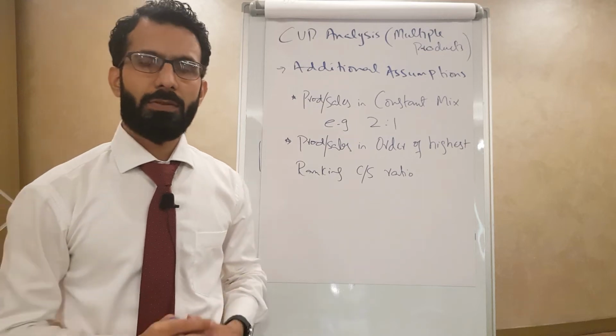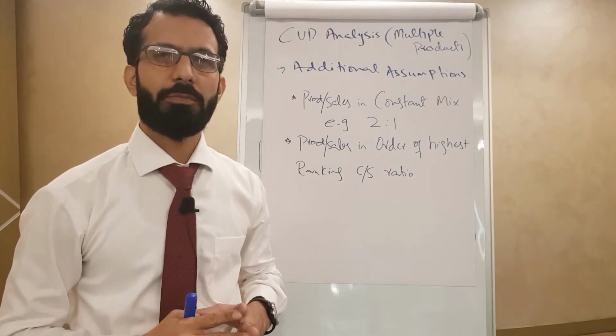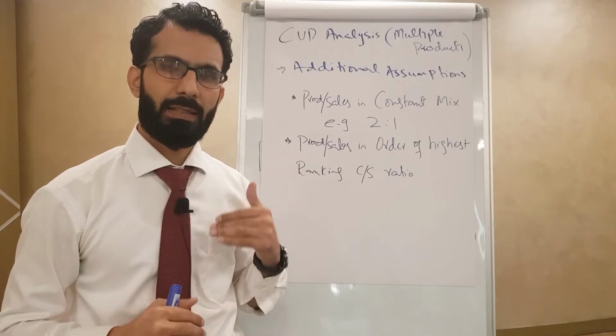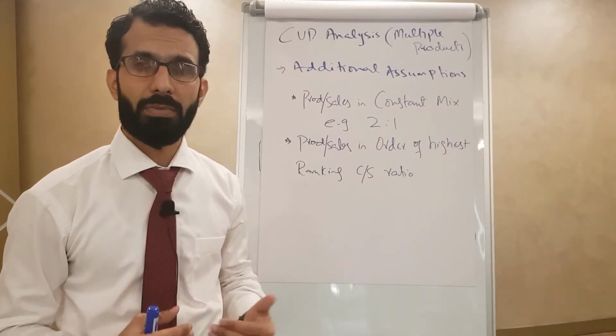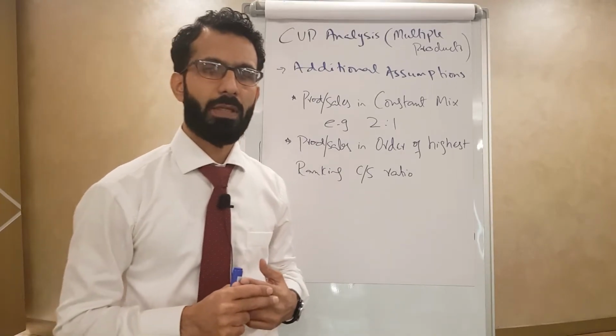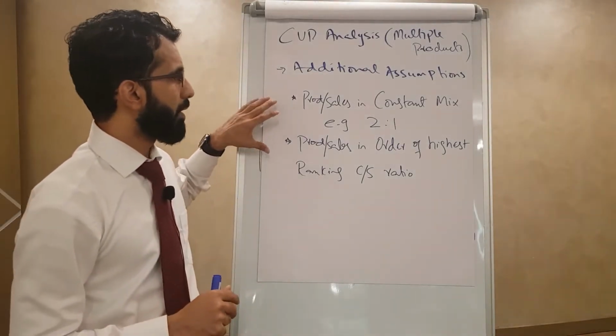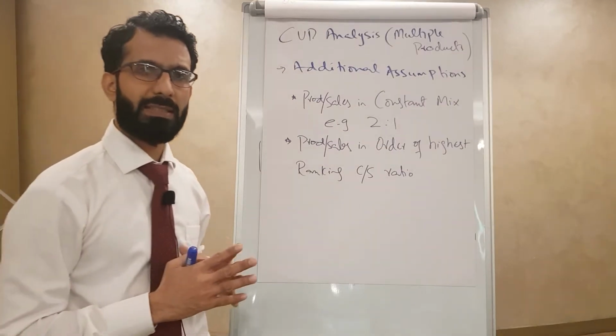Okay, so now let's talk about CVP analysis with respect to multiple products. As I said, there are some more assumptions that we need to add if a company is producing and selling multiple products, let's say 2 products. Here we have to make more assumptions about the production and sales.